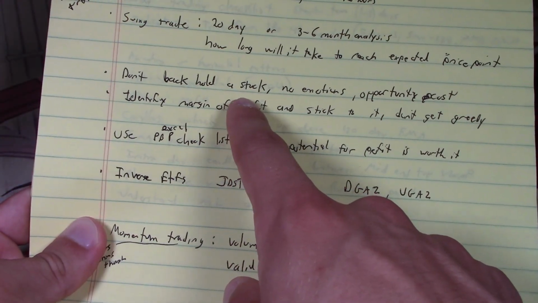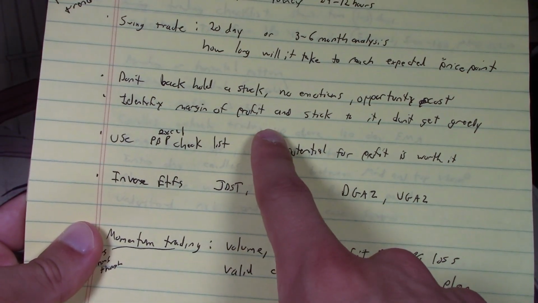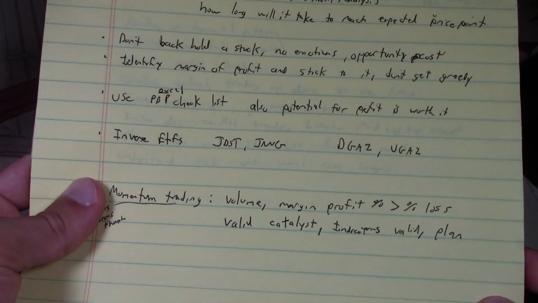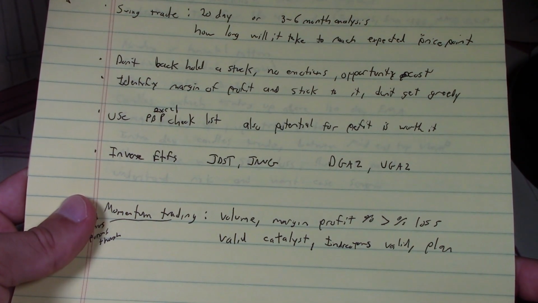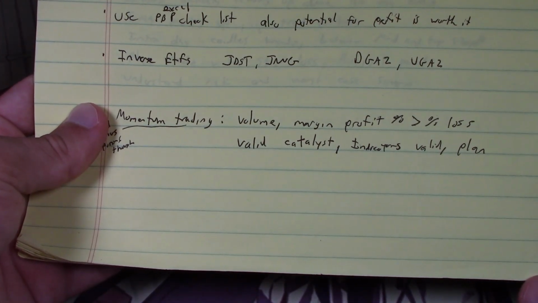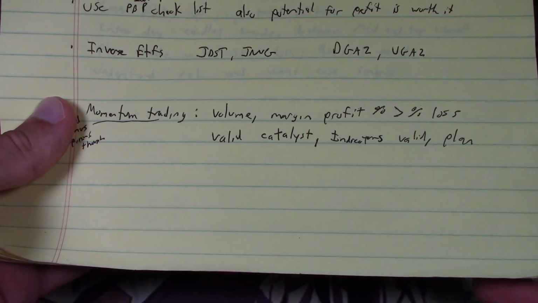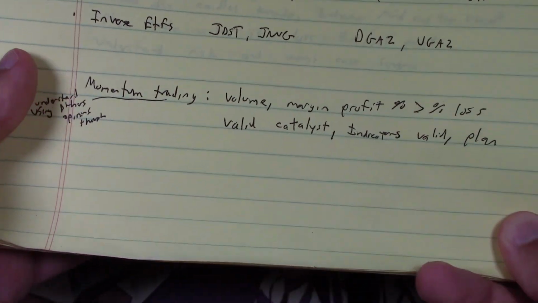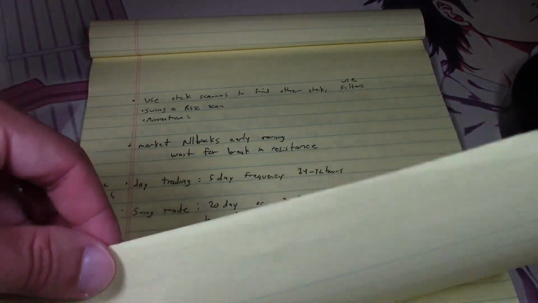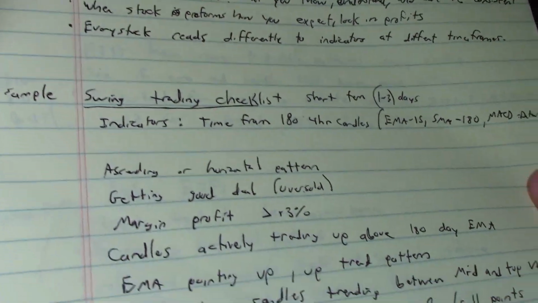Don't hold back on a stock, no emotions, opportunity cost, identify the margin of profit, stick to it, don't get greedy. Use PP check. What is that? Inverse. This is looking at a bunch of accelerated ETFs at the time too. Momentum trading. I never did good in momentum trading. I prefer continuation patterns.